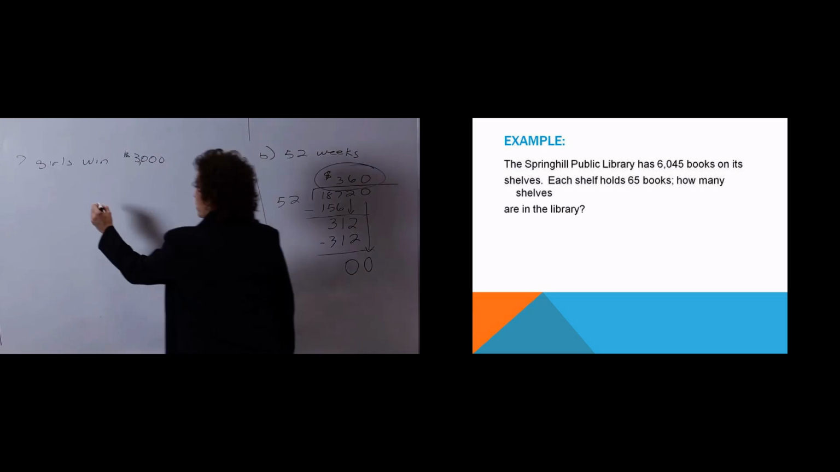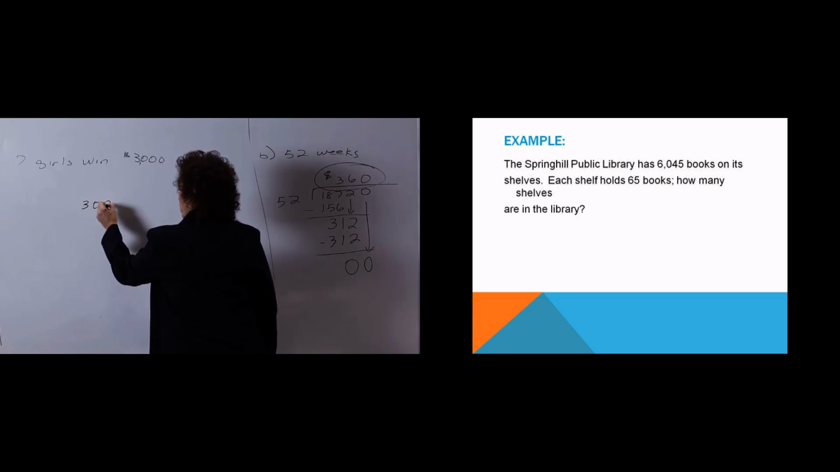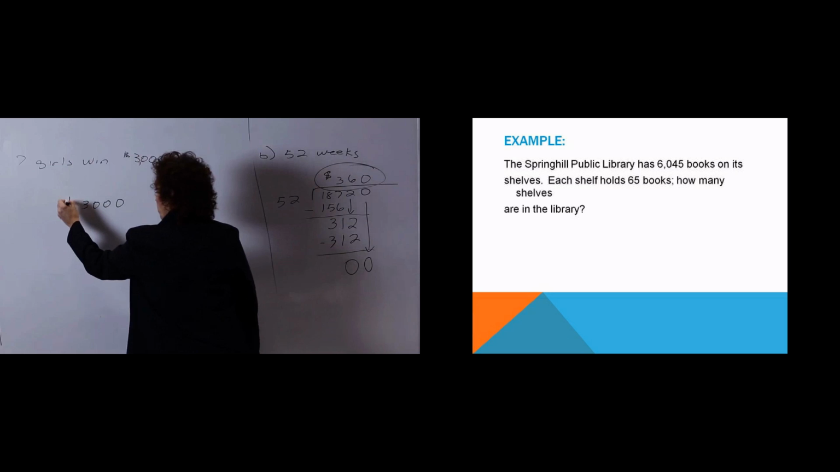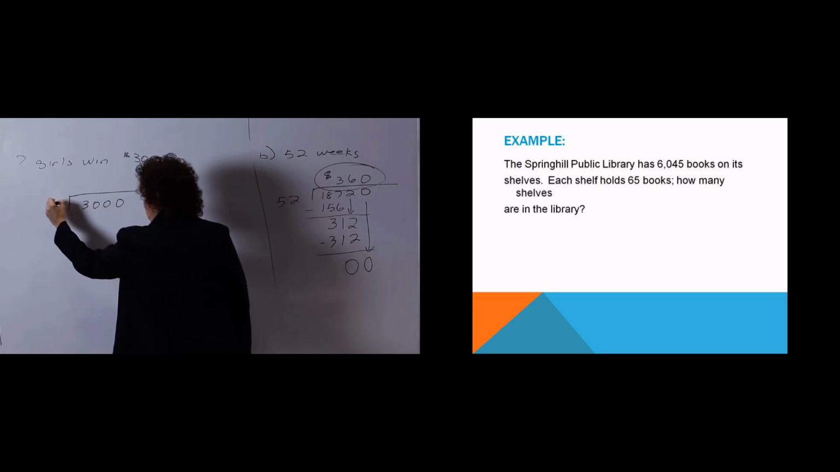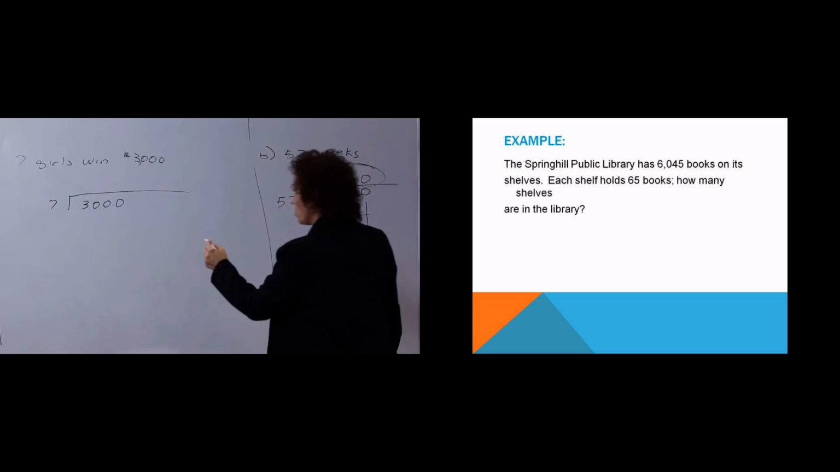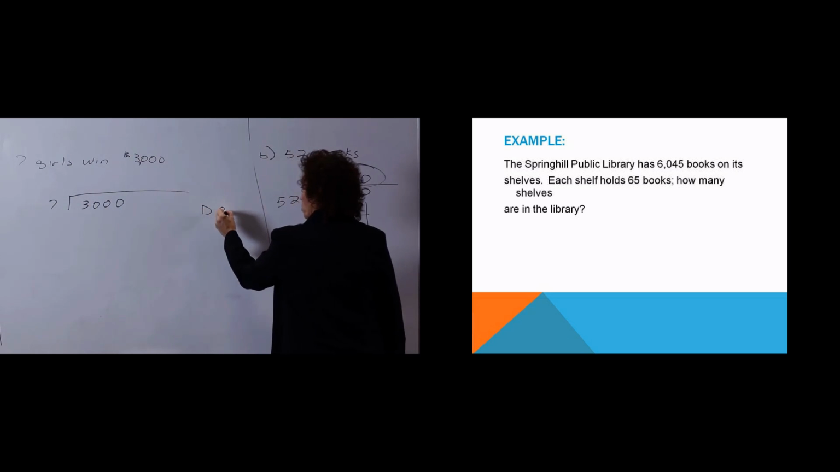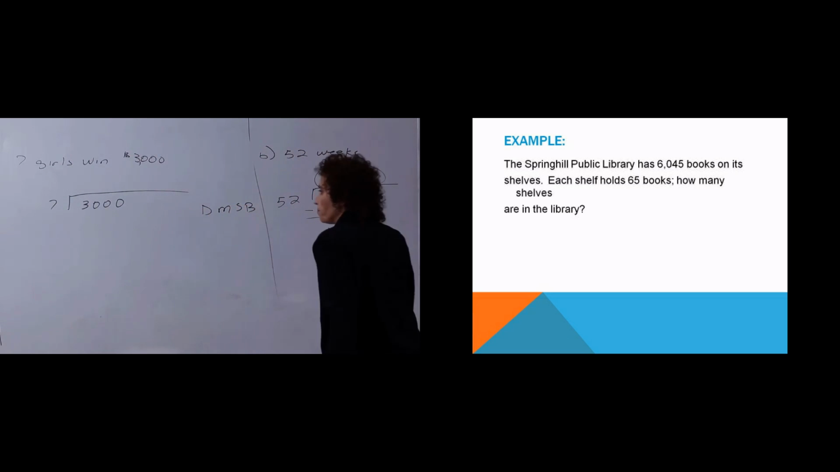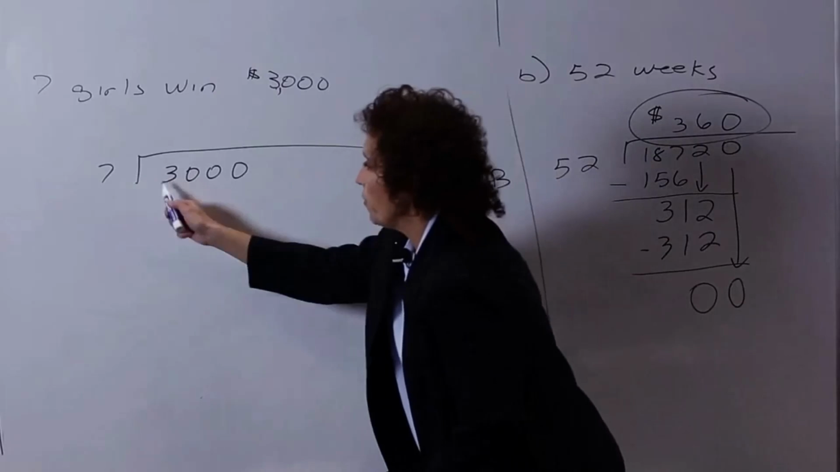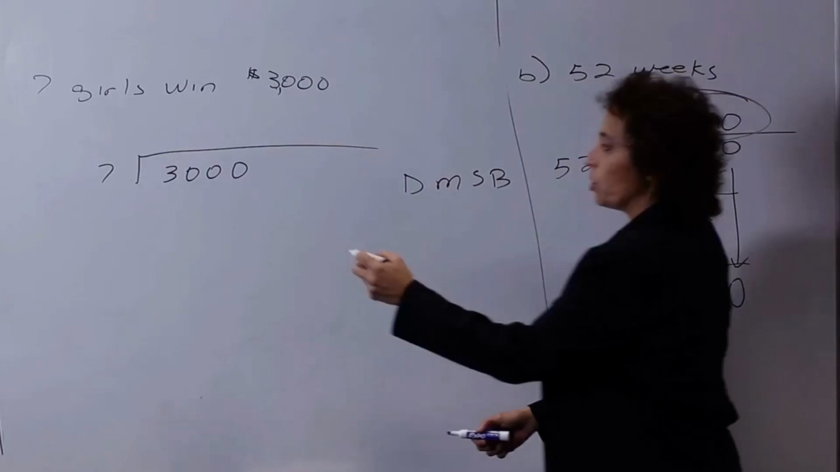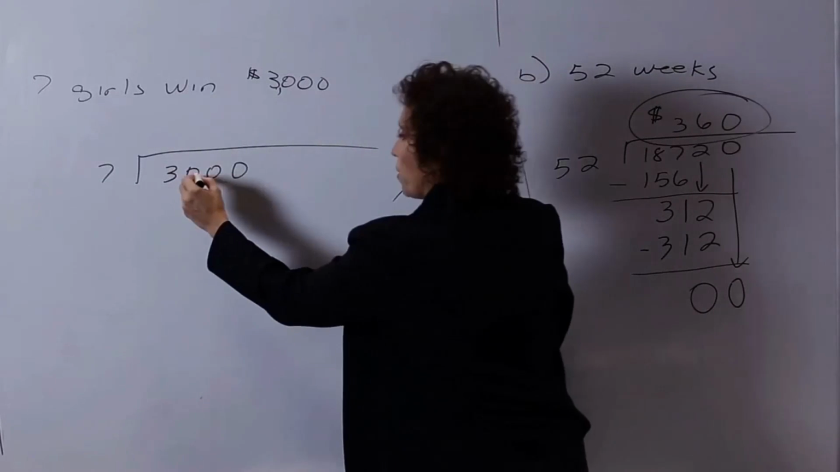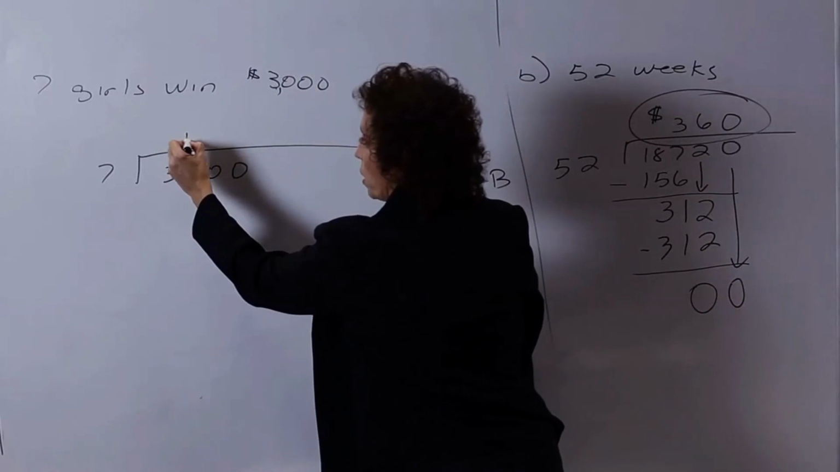So we've got to first divide 3,000. I'm going to show you, because I've been doing this short division, that you can do dirty monkey smell bad even with 1-digit numbers. I'm going to do that one more time just to get used to dirty monkeys. Here we go. 7 does not go into 3, but 7 goes into 30. So here's my division. 7 goes into 30 4 times.